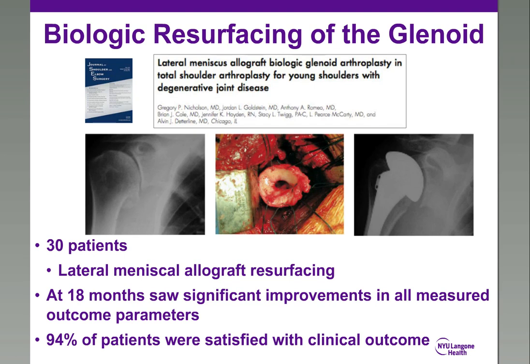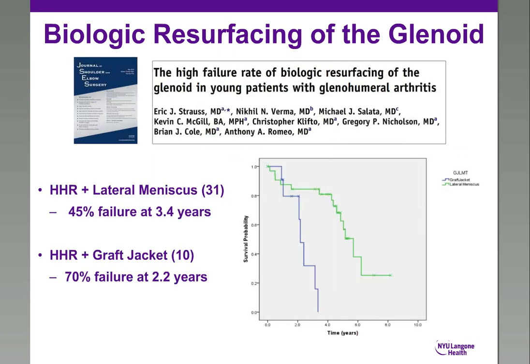The folks at Rush, where I did my sports medicine fellowship, published this paper in the Journal of Shoulder and Elbow Surgery looking at 30 patients who underwent biologic resurfacing of the glenoid using a lateral meniscus allograft, as you see here in the image in the center. At 18 months postoperatively, the authors reported significant improvements in pretty much every measured outcome parameter, and 94% of their patients were reportedly satisfied with their clinical outcomes post-procedure. As a fellow at Rush, I started to see these patients further along in their follow-up with a rapidly diminishing clinical outcome, which led us to revisit the outcomes of this procedure at longer-term follow-up.